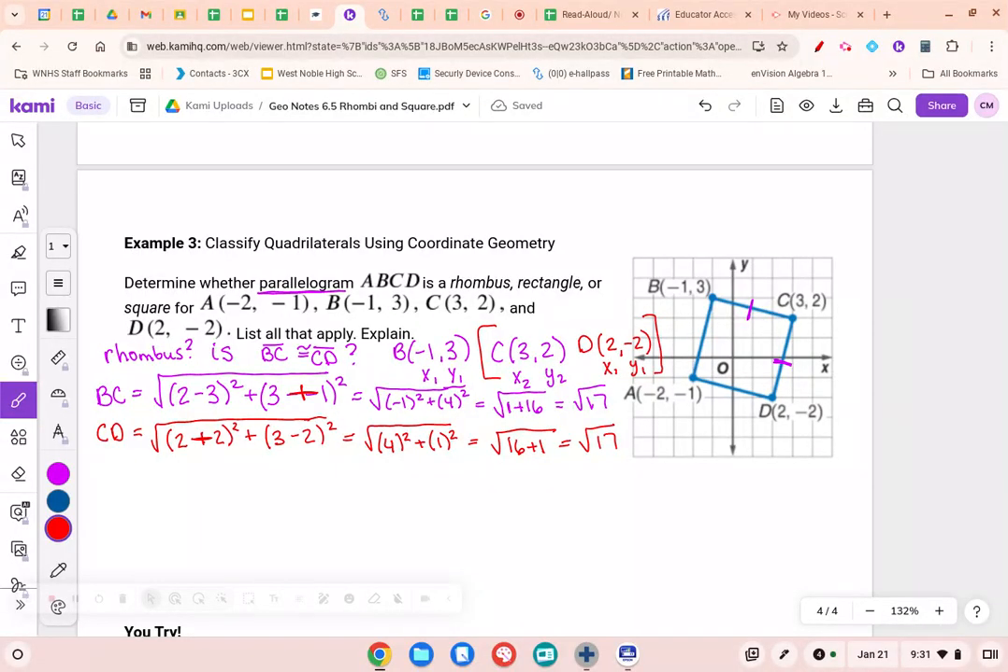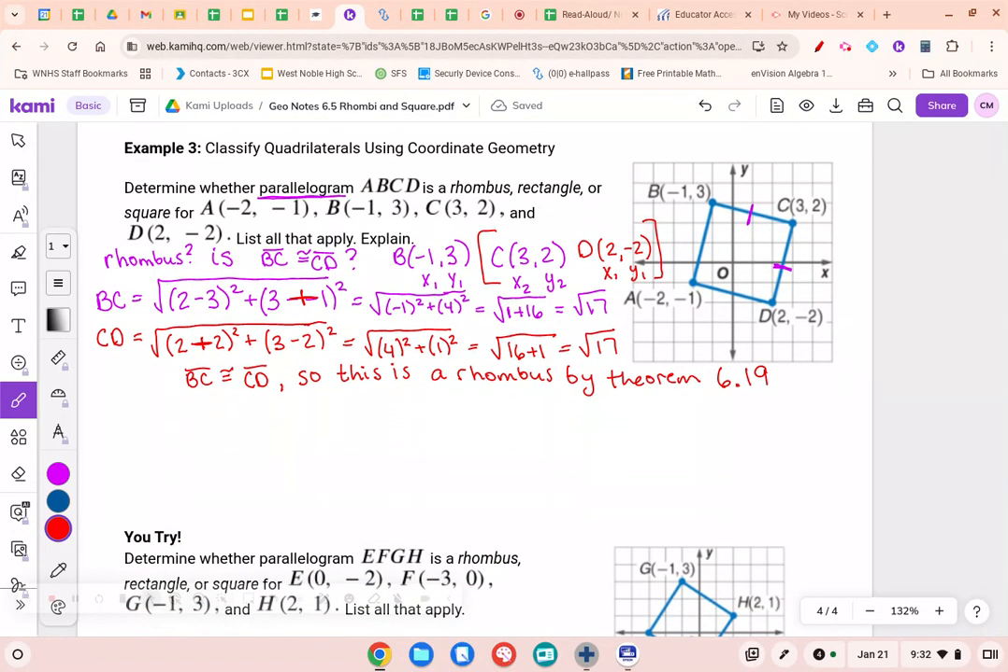So guys, these are actually the same length. Segment BC is congruent to segment CD. So this is a rhombus by theorem 6.19. So we know it's a rhombus. Now we need to decide if this is a rectangle. I'm going to draw a little line underneath here.